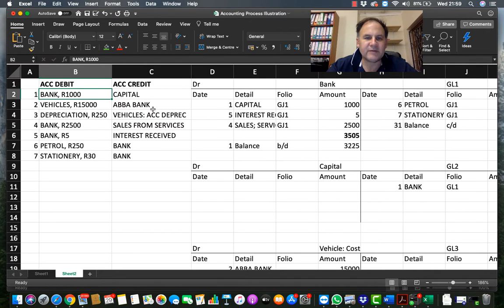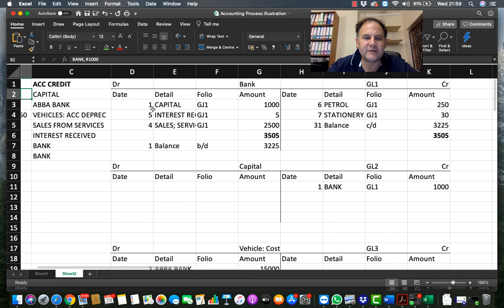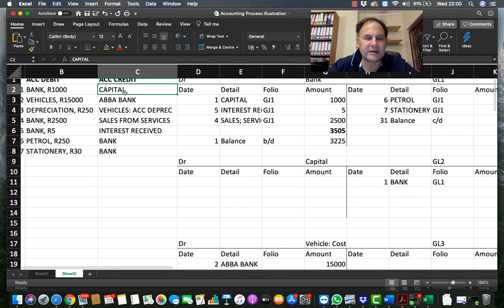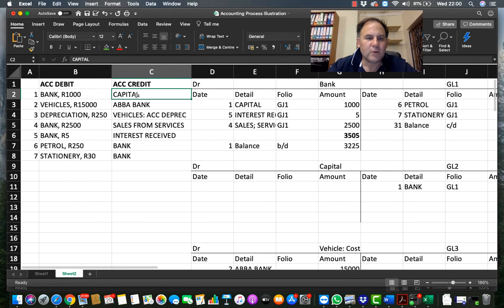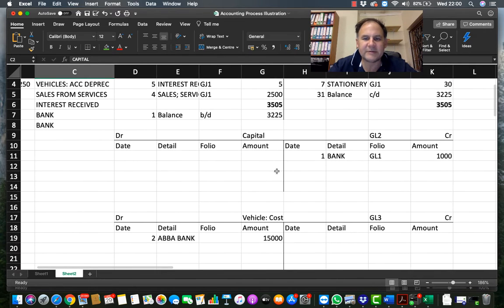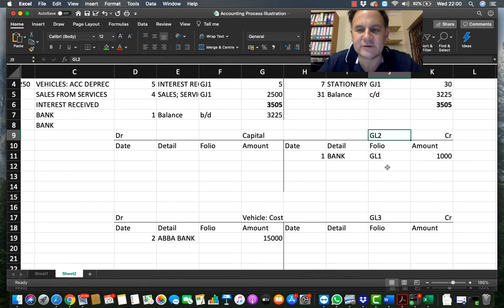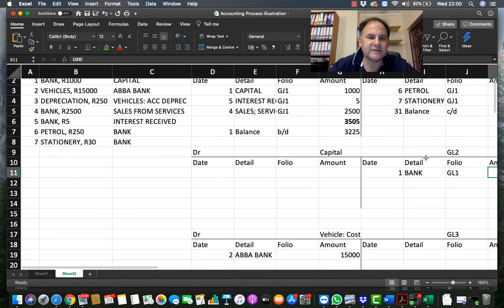We debited bank. Remember I said to you debit was on the left side, and credit was on the right side. Well, we've already learned the rules here. I debit bank with 1,000, so I go to my bank, and on the debit side I put 1,000. Now the credit account was capital, so there's my capital. That's another account in the general ledger. It's got an account number GL2. Can you see I've credited it?